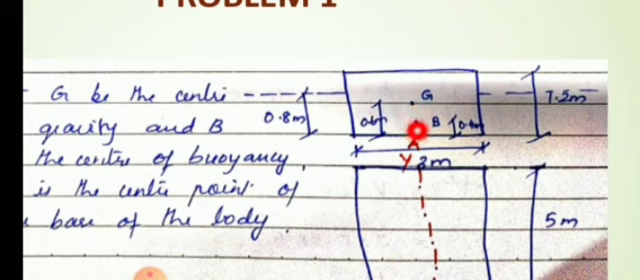Now what is B? B is the center of buoyancy. Where does the center of buoyancy come? Center of buoyancy comes at the center of gravity of the displaced portion. So this much is the displaced liquid, and the center of gravity of the displaced liquid comes at the center of the depth of immersion. Depth of immersion is 0.8 meter, so the center of buoyancy will come at 0.4 meter from point A. So that is what is marked here, 0.4 meter.